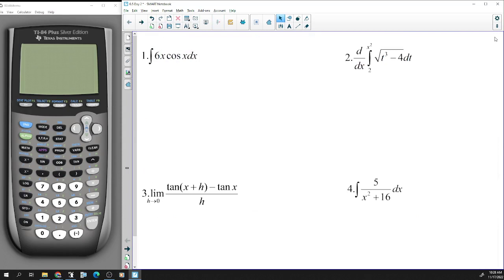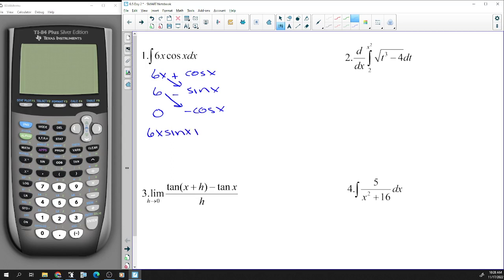Anytime that you are able to use tabular, I encourage you to do that. So anytime we have a polynomial and then the other function is something that we can take the antiderivative of, go ahead and use tabular. So 6x, 0, that's the derivative. Here's the antiderivative, and negative cosine of x. Then we have the diagonals and plus minus. So 6x sine of x plus 6 cosine of x plus c is the antiderivative.